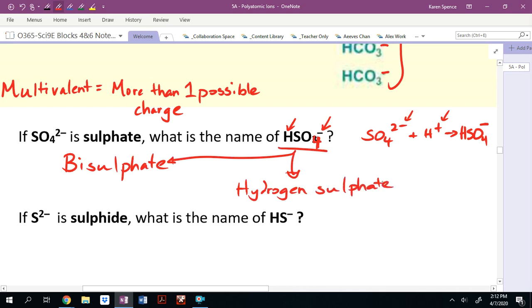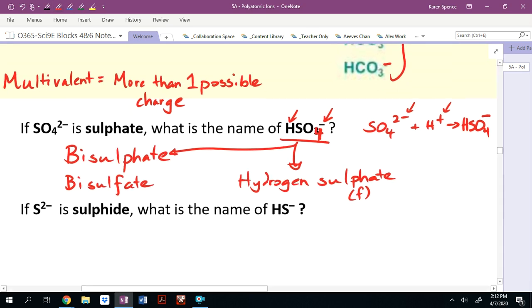sulfate. And by the way, if any of you are wondering about the pHs in sulfur, you could also write this as bisulfate and hydrogen sulfate. The pH is British, the F is American. I tend to use the pH, but if you write an F, it's also totally fine. It's just a different spelling.